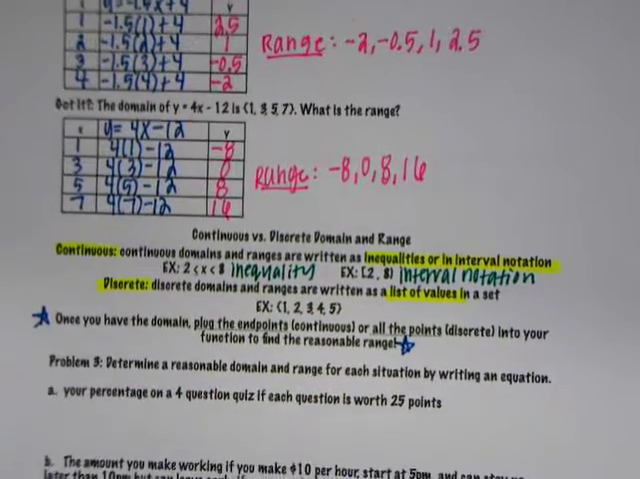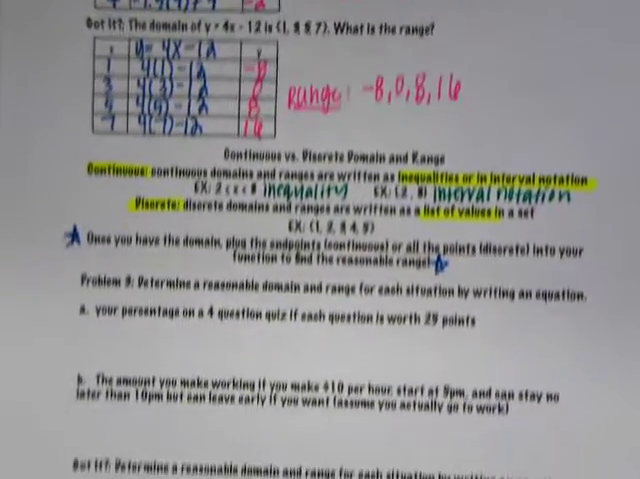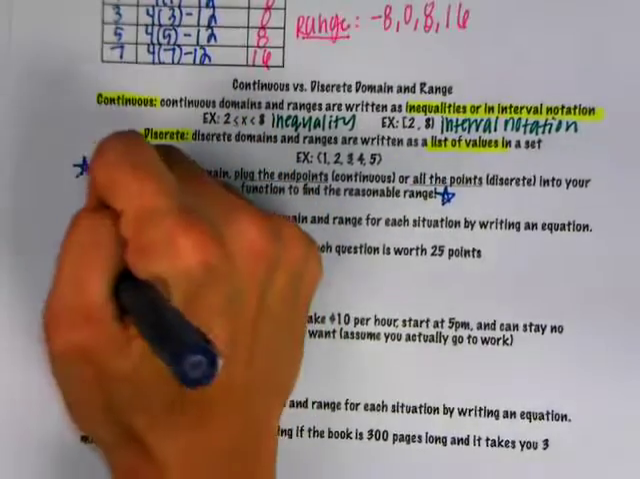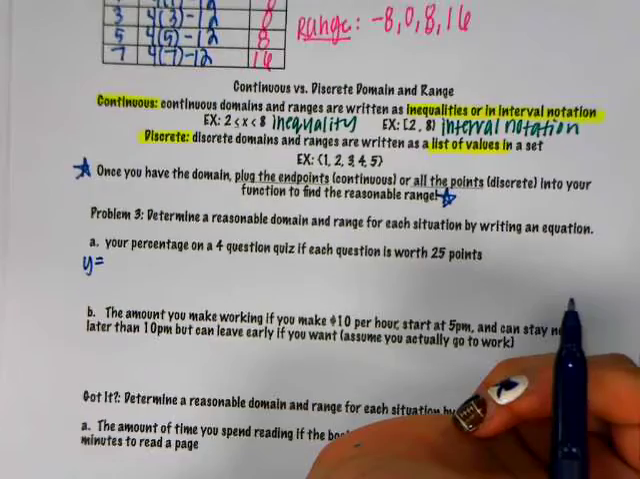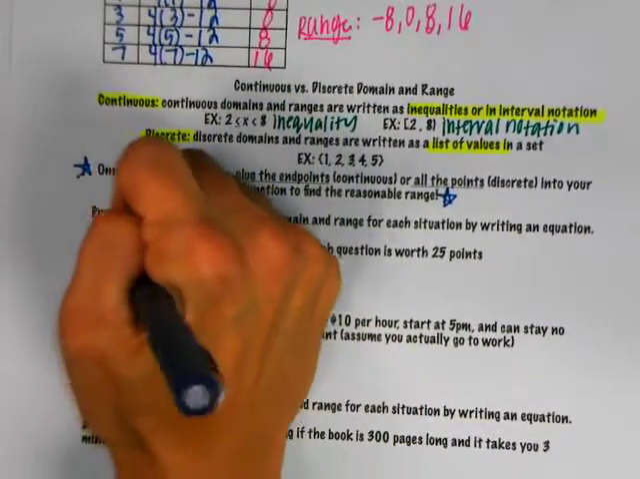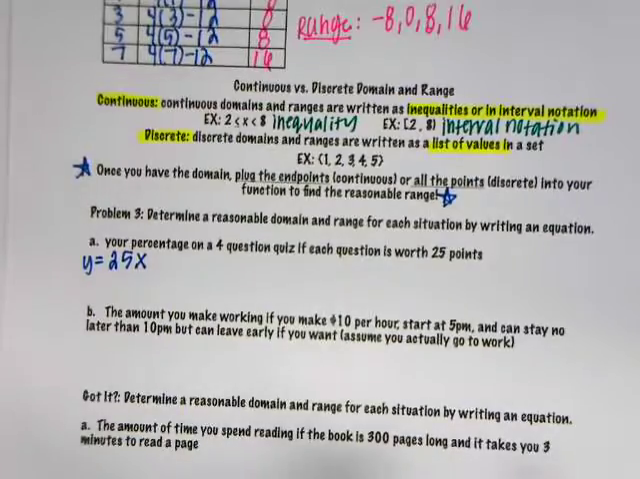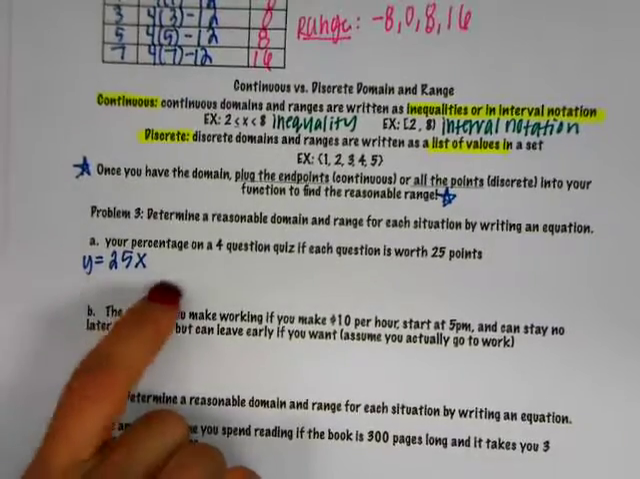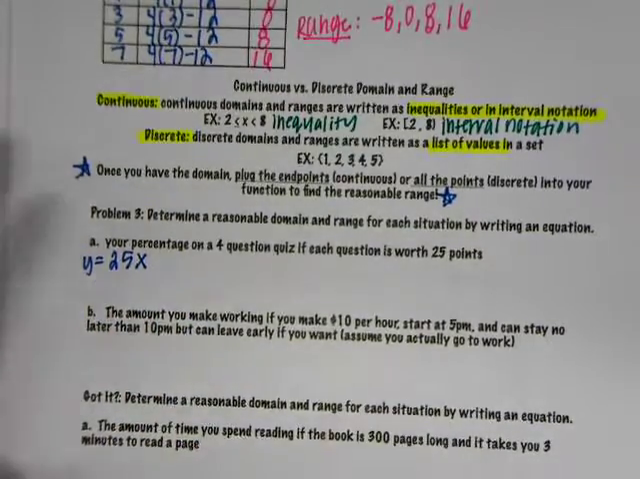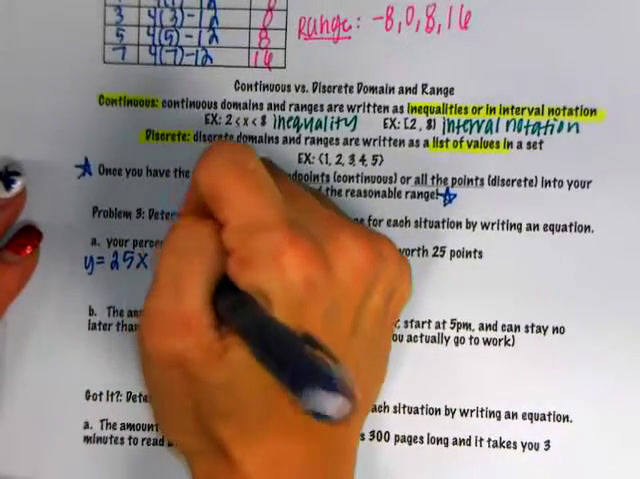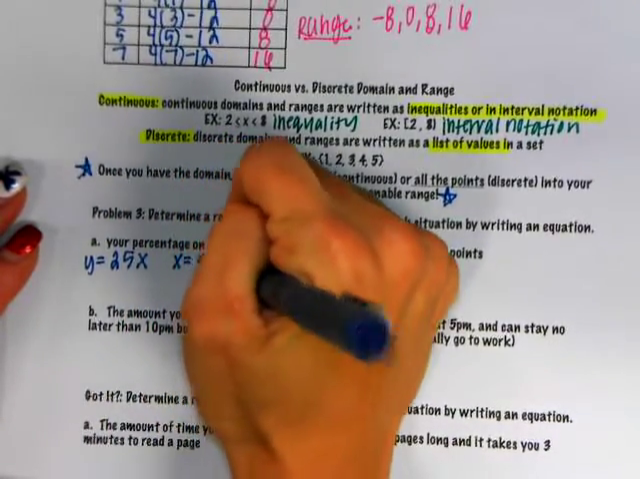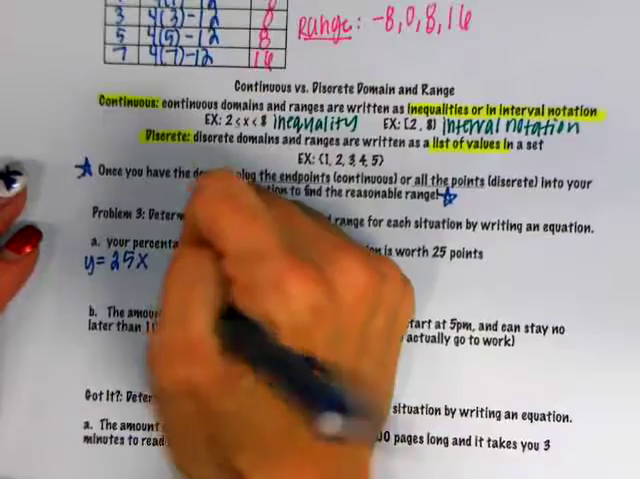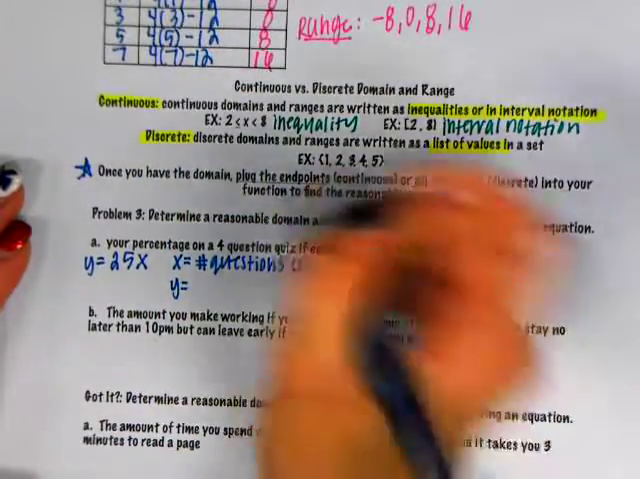Okay, so for the first one, your percentage on a 4-question quiz, each question is worth 25 points. So let's write an equation first. This would be y equals what? Yep, 25x. So we didn't use all the information they gave us. We didn't use all the numbers. But for the equation, since each question's worth 25 points, it'd be 25x, 25 points times the number of questions you get right. Okay? So in this case, x would stand for what? Yep, so x would be the number of questions correct. And then y would stand for what? Yep.